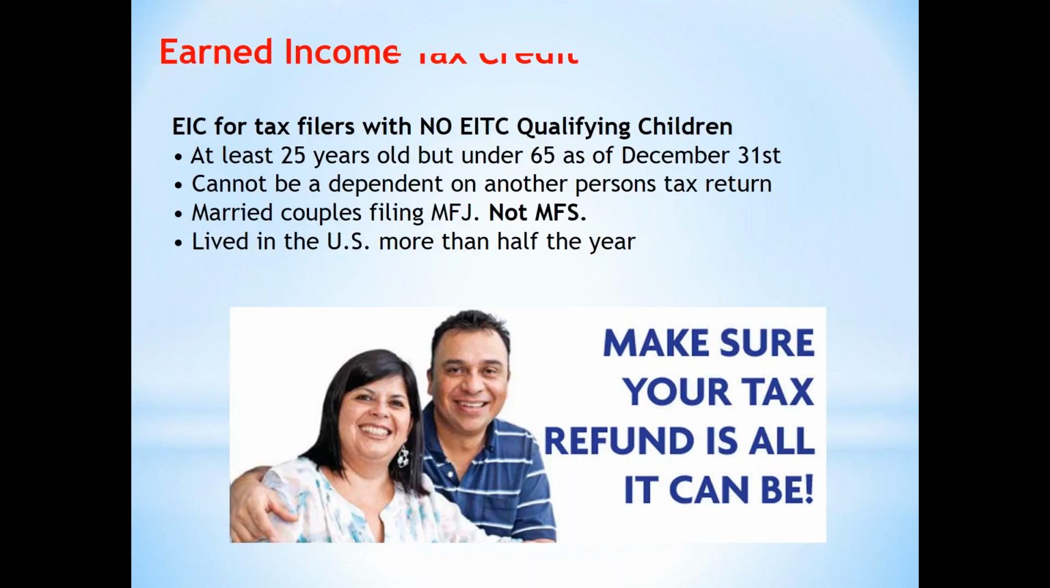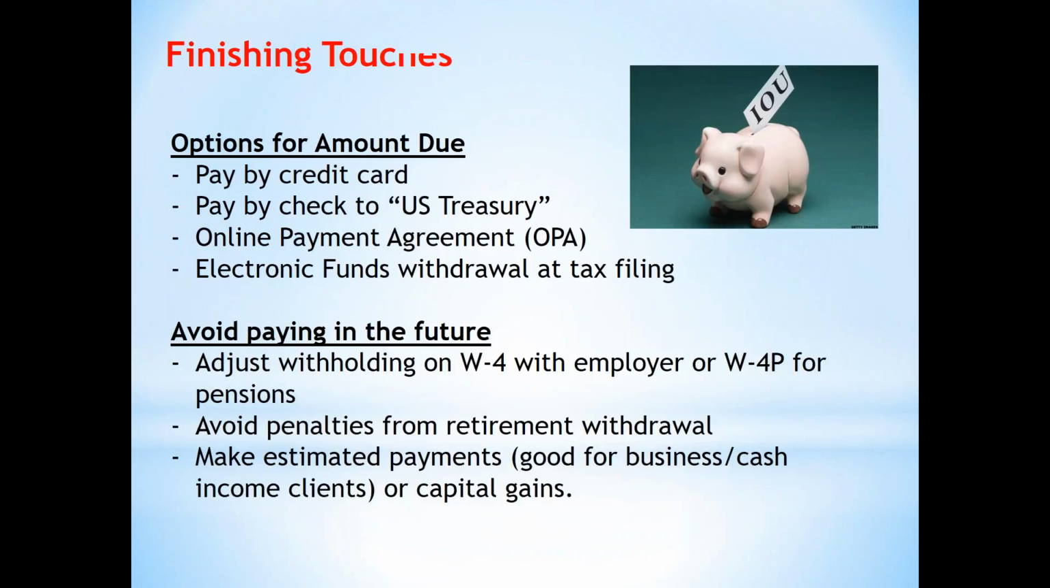But the person that's filing has to be at least 25 and they have to be under 65. They can't be a dependent on another tax return. And again, they can't be doing the married filing separate return. They also have to have lived in the U.S. for over half the year in order to be eligible for any sort of earned income tax credit. So nothing too substantial or difficult about the earned income tax credit if there are no dependents. Just know that the amount is not going to be nearly as high as it is when they do have dependents.